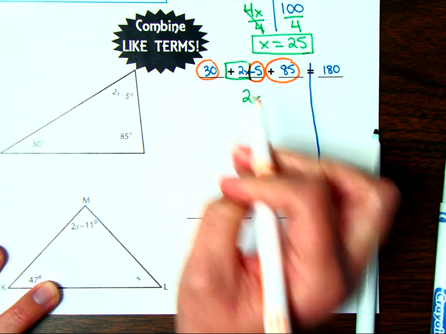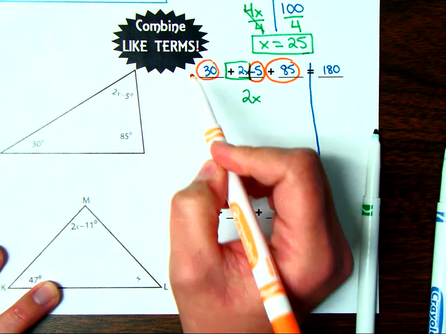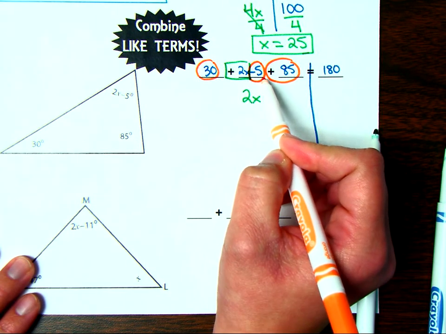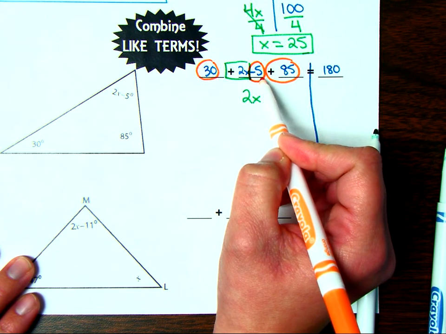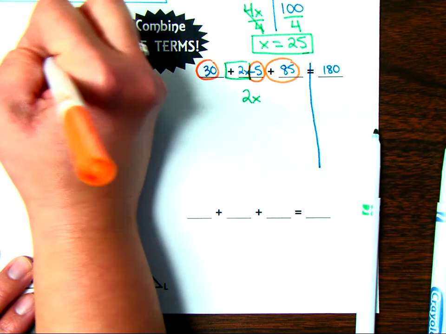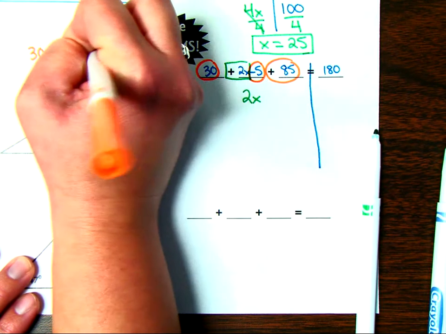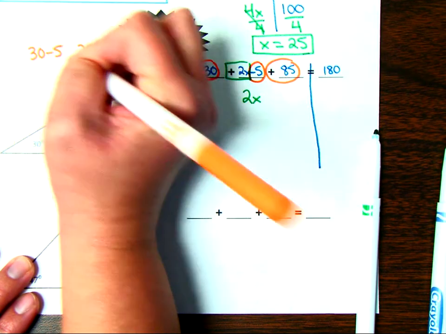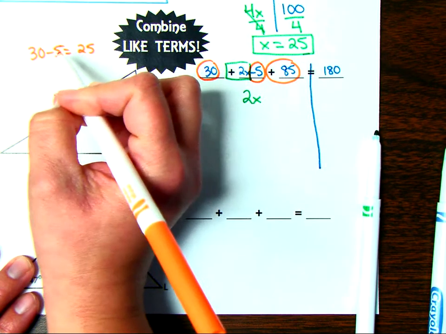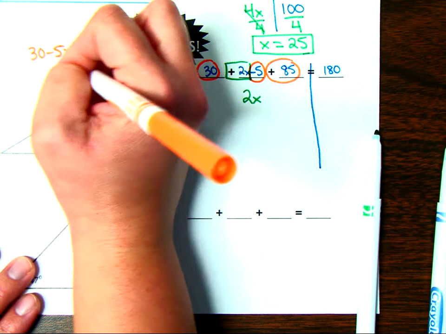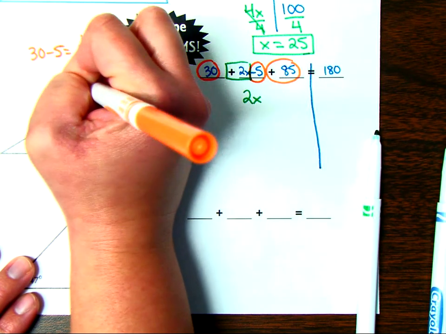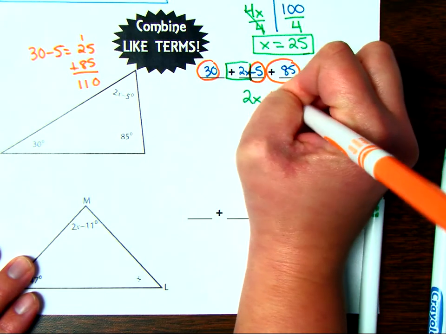Well, again, think about your integer rules that we've talked about already. 30 minus 5, I could do. 30 minus 5 is 25. Remember, subtracting is just adding the opposite. So if you rewrote this to 30 plus negative 5, you'd get 25 as well. Then we're going to add 85 to it. So you should get 110.